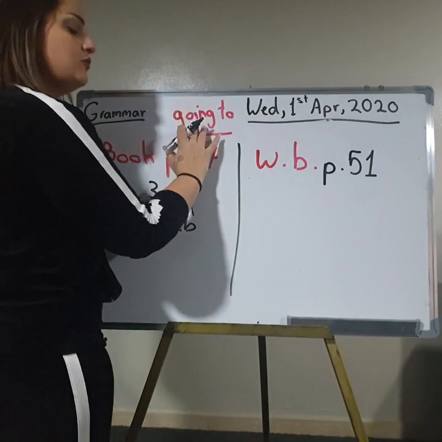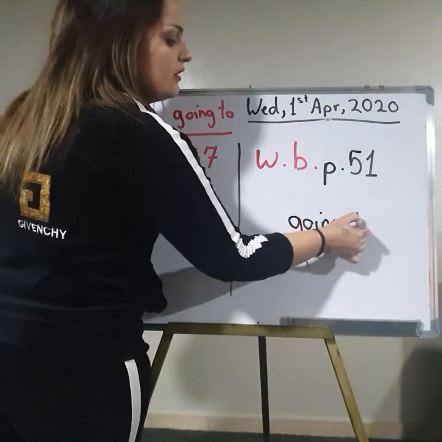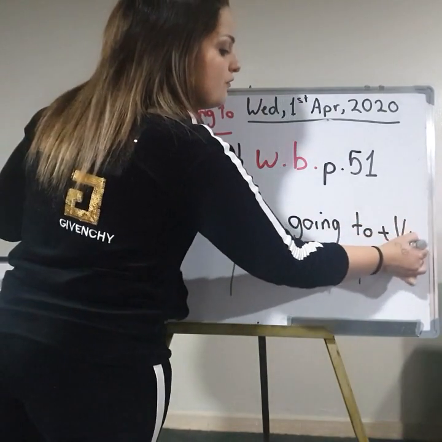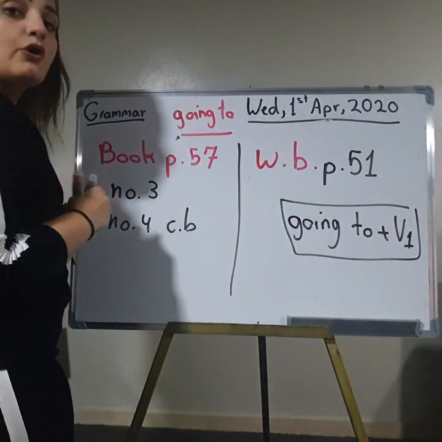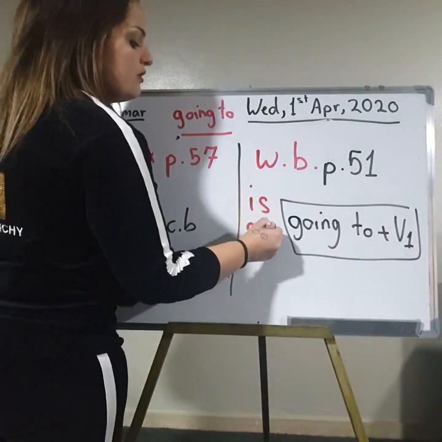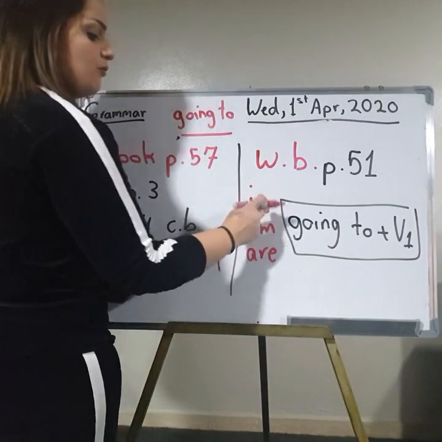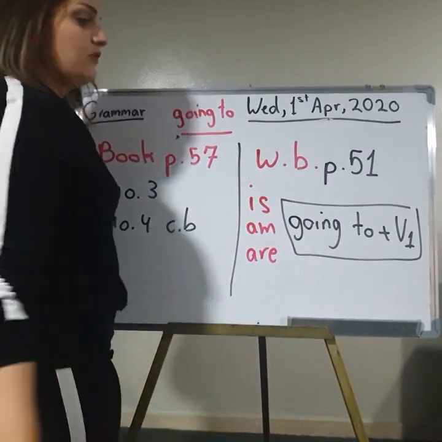So don't forget that going to is the same form. I use going to with verb 1. I will repeat it and write it here. Going to plus verb 1. This is the form. And before going to, I must use a helping verb, is, or am, or are. One of these 3 according to the subject. Okay, so don't forget that.